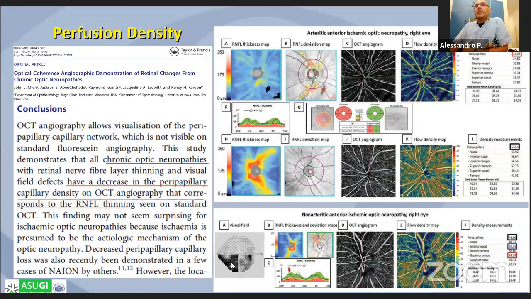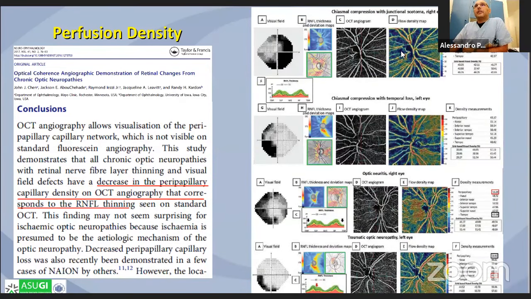And we see here that the alteration of the visual field is associated with alterations of the flow of the AngioCT in the areas of interest where the visual field is altered.